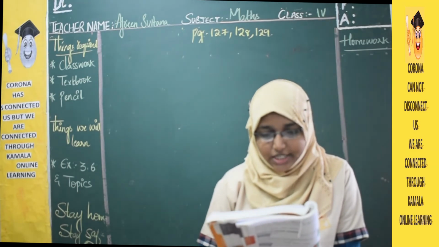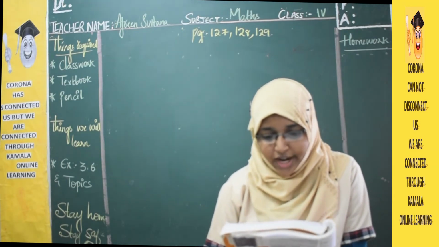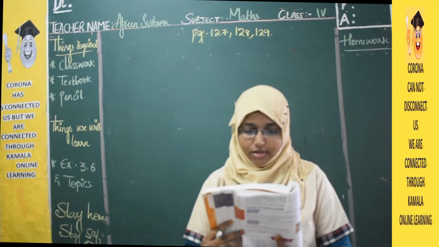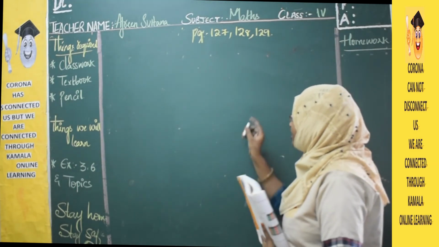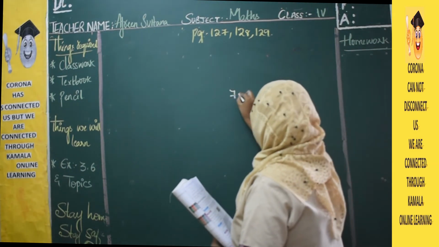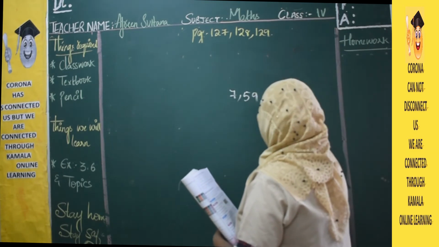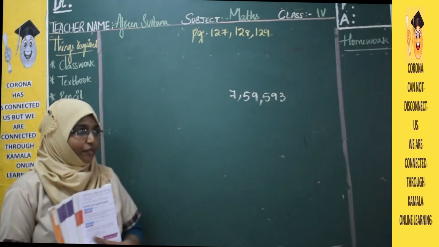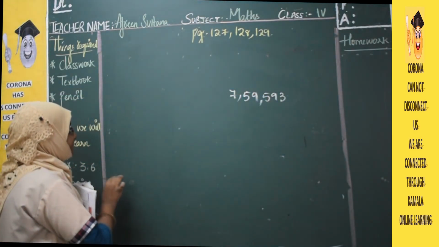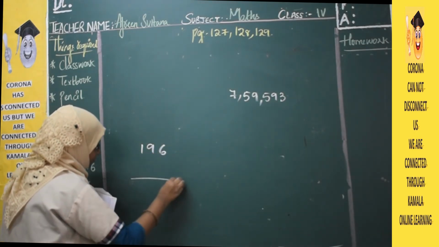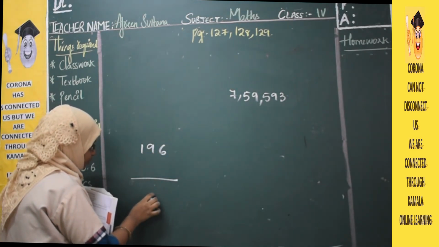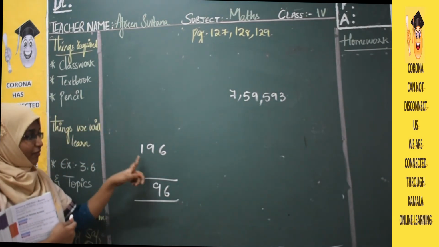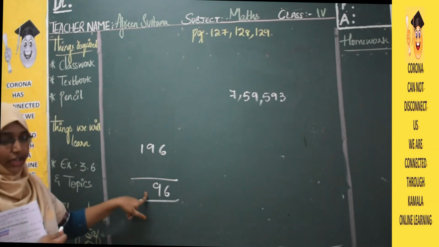See the third one: what should be subtracted from 7,59,593 to get a difference of 23,943? The first number, that is 7,59,593, is our minuend. The same way, just how we have found the subtrahend, like: what number should be subtracted from 196 to get the difference 96?